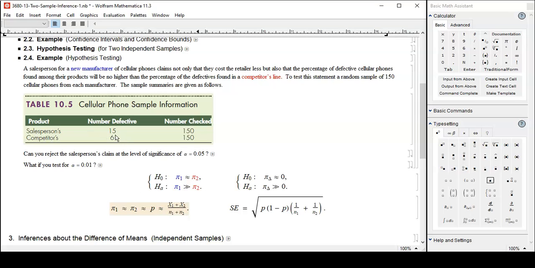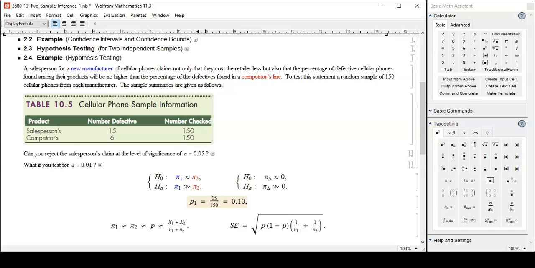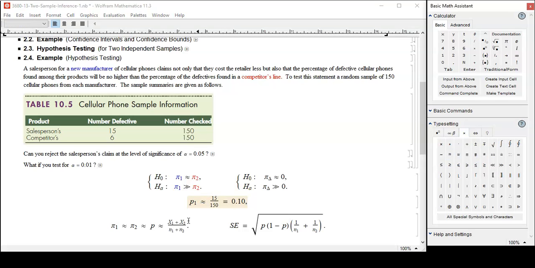Let's see. The salesperson has defective ratio of 15 out of 150. And that's 0.1, isn't it? 10%. Nothing is accurate in statistics, so let me use approximate equality sign.